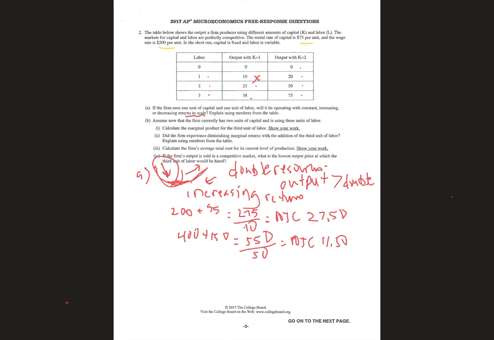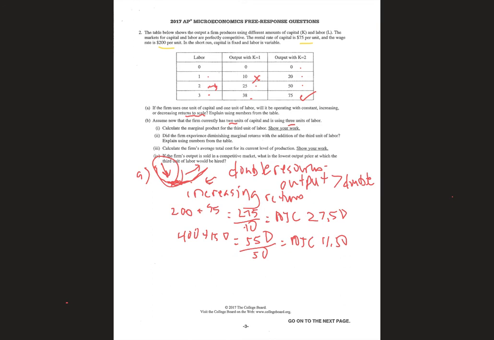If I go to BI, calculate the marginal product for the 3rd unit of labor, okay? Well, I know that we're told, right, in the beginning of this problem, that the firm is using 2 units of capital and 3 units of labor, okay? So I know I'm using 2 units of capital and 3 units of labor, so I'm producing a total output of 75.